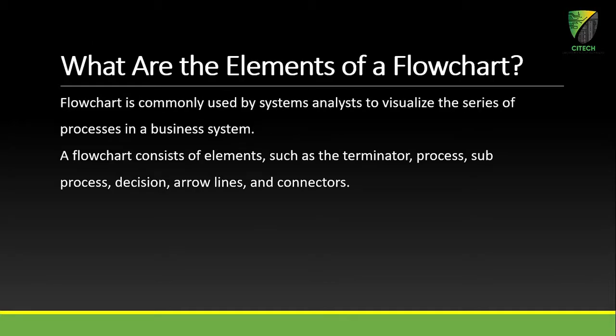What are the elements of a flowchart? A flowchart is commonly used by system analysts to visualize a series of processes in a business system. A flowchart consists of elements such as terminator, process, sub-process, decision, arrow lines, and connectors.